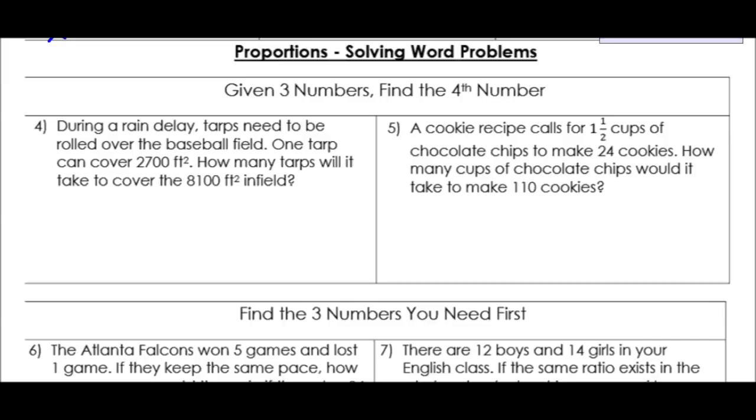All right, so questions 4 and 5, just trying to set up a proportion first. Question 4 is saying, during a rain delay, tarps need to be rolled over the baseball field. One tarp can cover 2,700 feet squared. How many tarps will it take to cover the 8,100 feet squared infield? So we're comparing the number of tarps and the area, the feet squared that it takes. Those units really give it away.